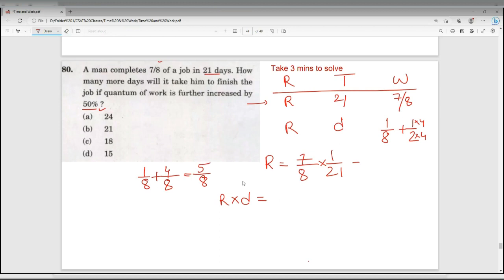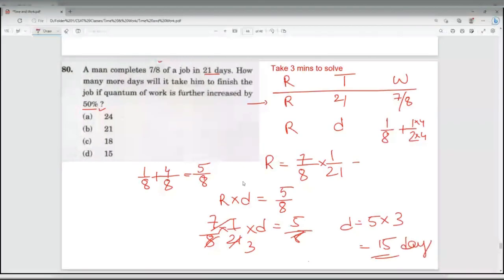So this is R into D is 5 by 8. 7 by 8 into 1 by 21 into D is equal to 5 by 8. So 8 cancels, 7 ones are 7, 7 threes are 21, D is equal to 5 into 3. It is 15. So you take 15 days more to complete the remaining work.